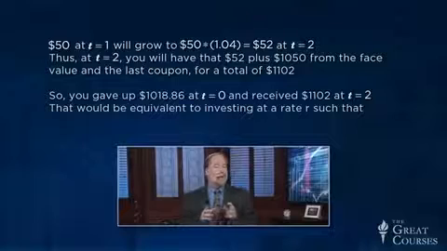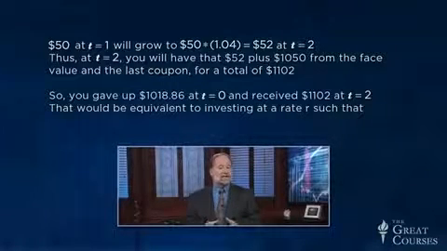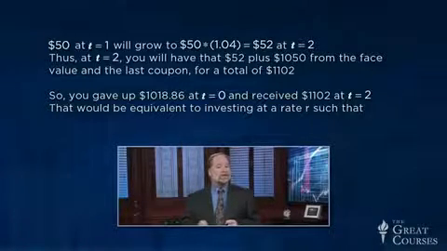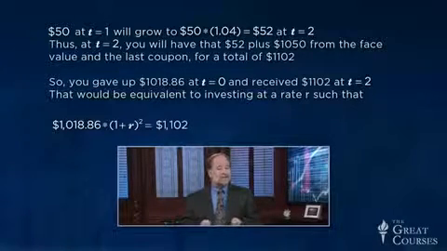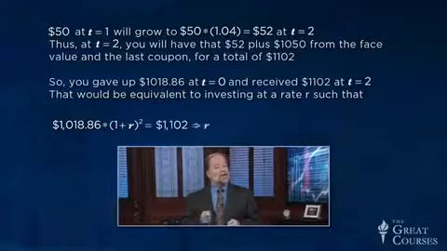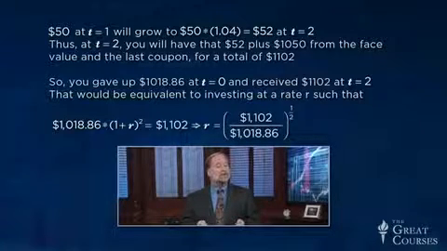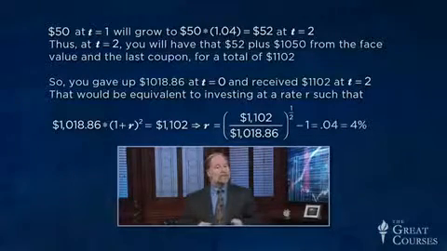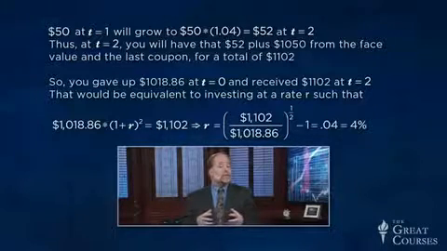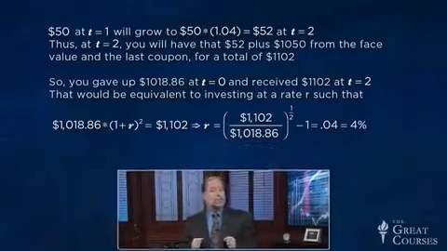So you gave up $1,018.86 at t equals 0, and you received $1,102 at t equals 2. That would be equivalent to investing at a rate R such that $1,018.86 times 1 plus that rate squared is equal to $1,102. That implies R is equal to 1,102 divided by 1,018.86, all that taken to the square root, minus 1, which equals 4%. In other words, your return would have been 4% over those 2 years, too.